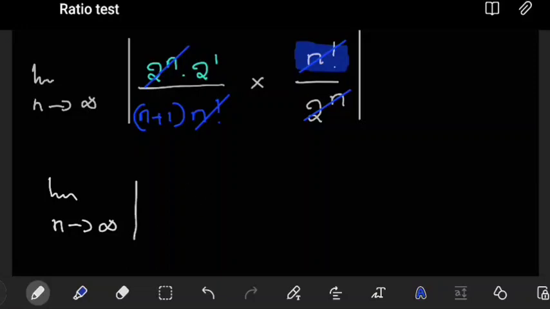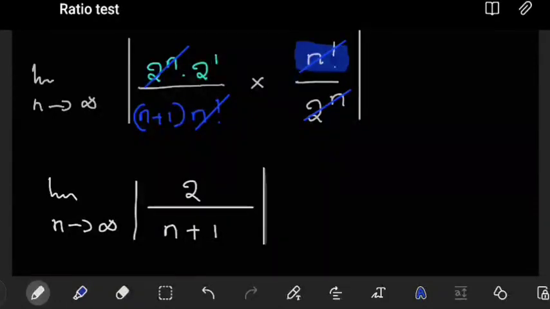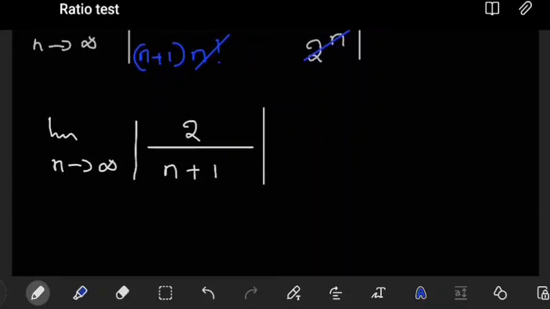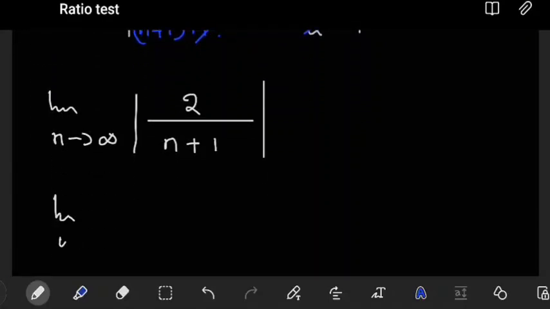Now we have 2 to the power 1, which is just 2, over n plus 1. What you have to see here is that regardless of what n is, this solution will always be positive, implying that there is no need for the modulus. So this is basically just the limit as n approaches infinity of 2 over n plus 1.